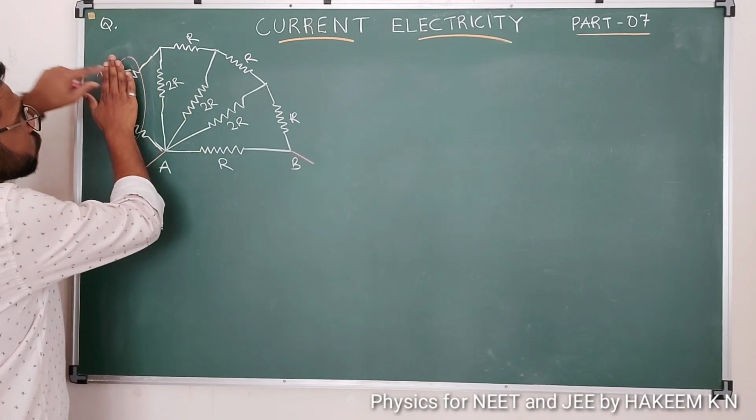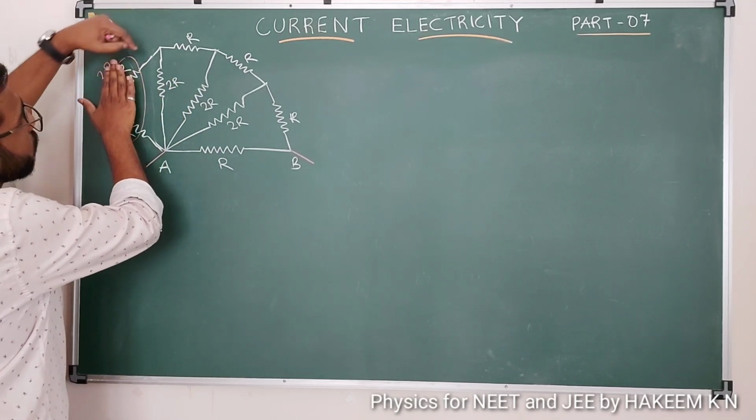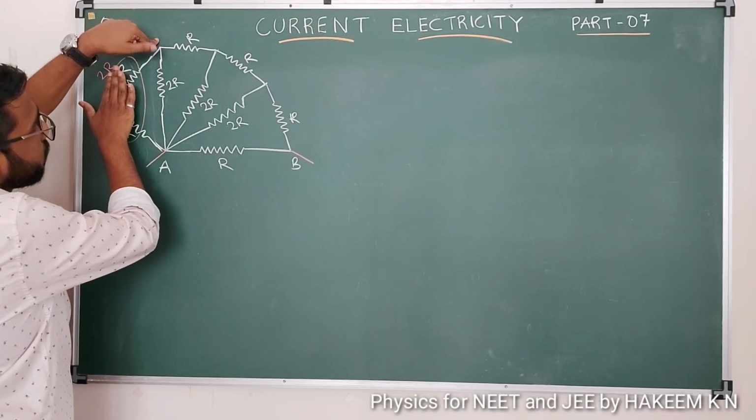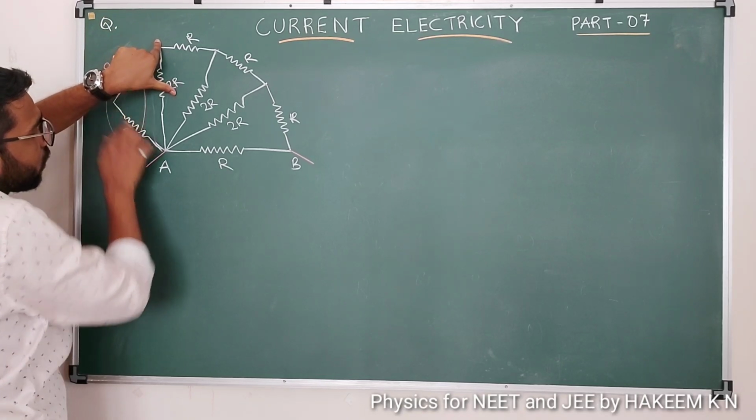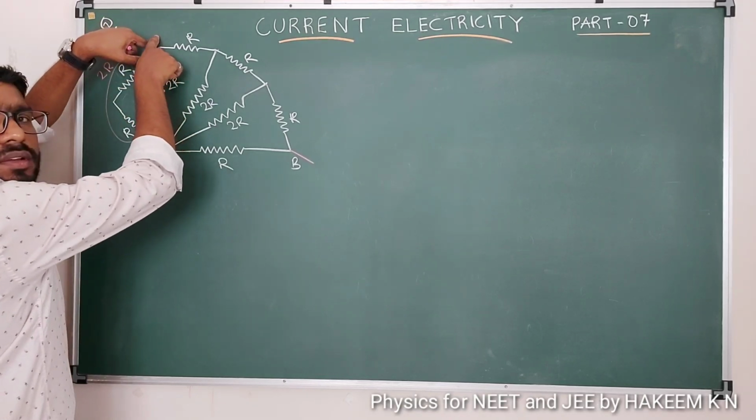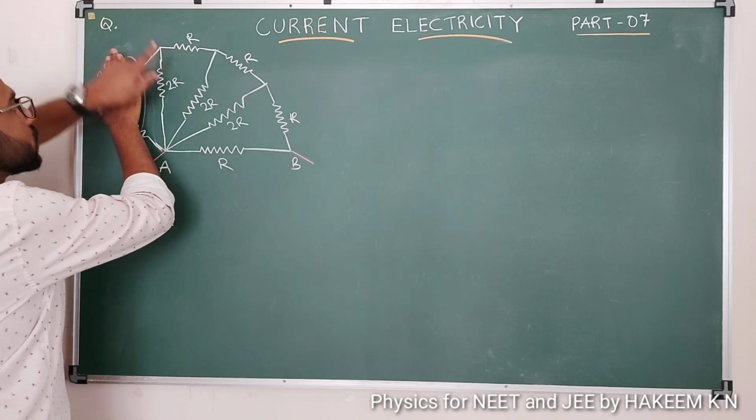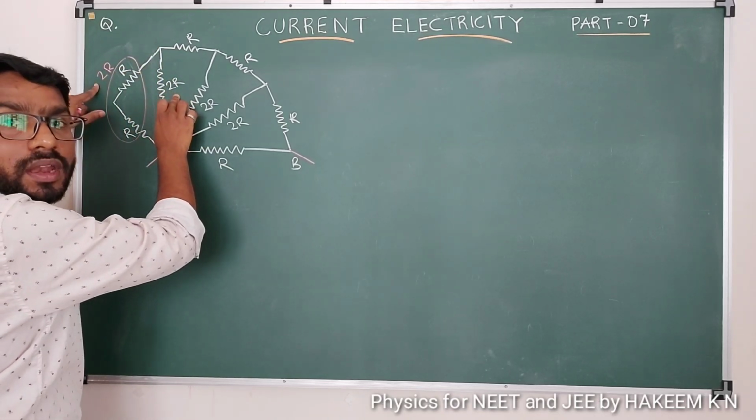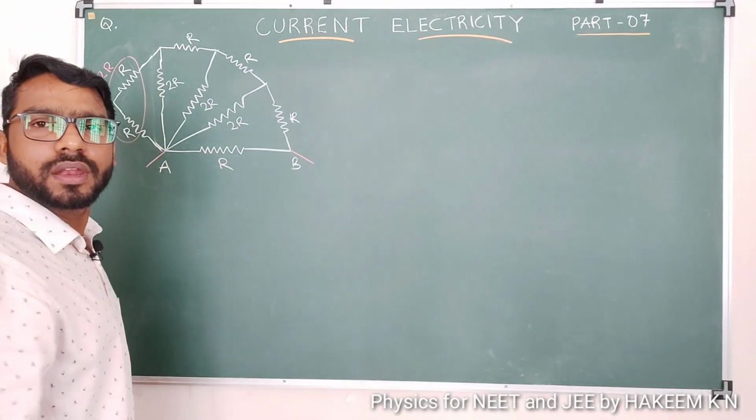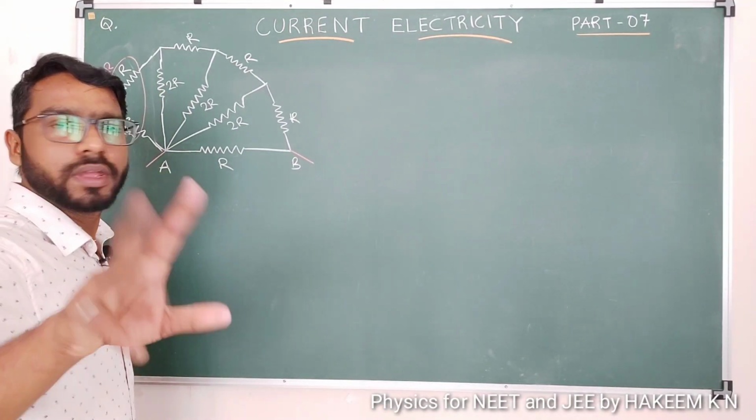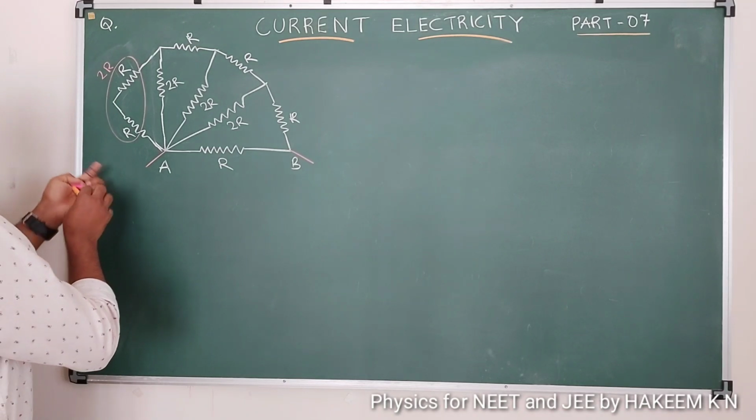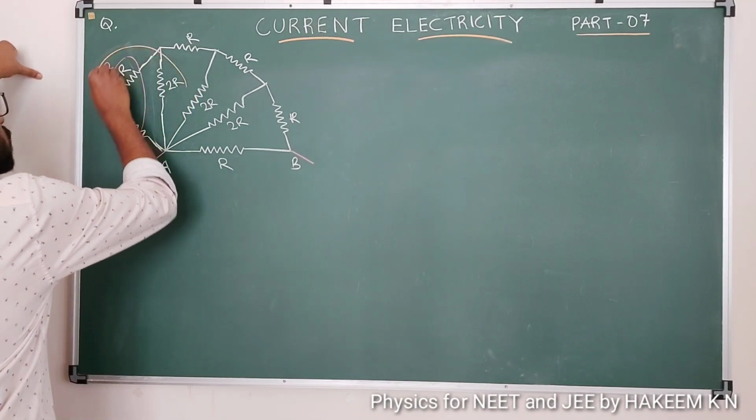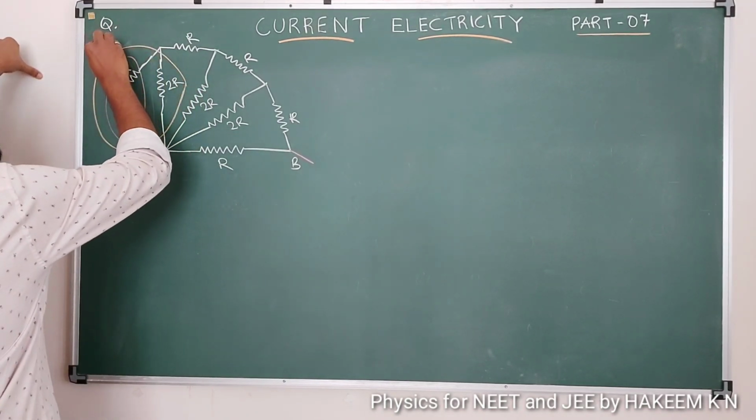The ends of these two are the same. Here 2R, one end at A, the other end here. For the second 2R, here also A and here; the ends are common for these two networks. So we can say this 2R and this 2R are parallel. 2R parallel 2R, we will get R, 2R by 2. So the effective resistance of this network is R.